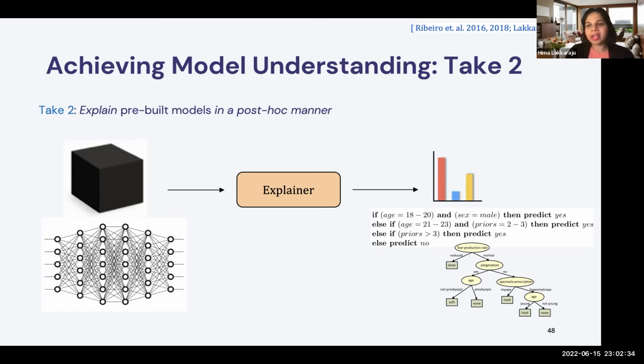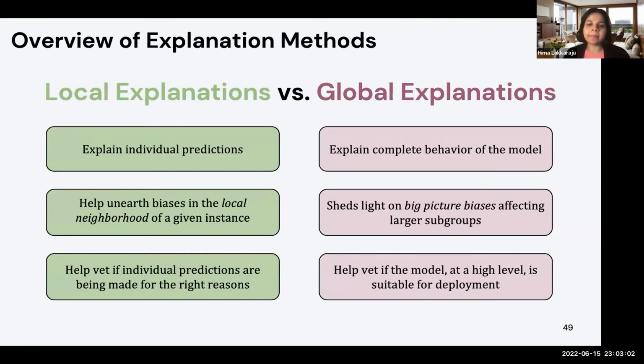So we are just breaking down a complex model into simpler models that are easy to interpret in this kind of an approach, right? Before getting to how we can use these kinds of post hoc explanations to monitor model behavior, let's first understand some high level categorizations of post hoc explanations, right?